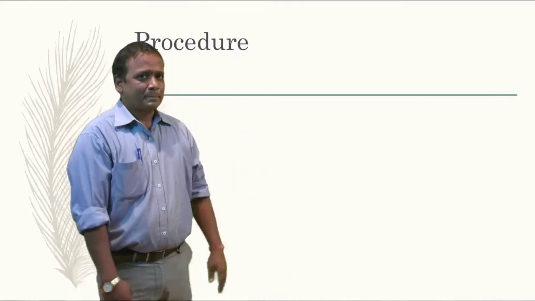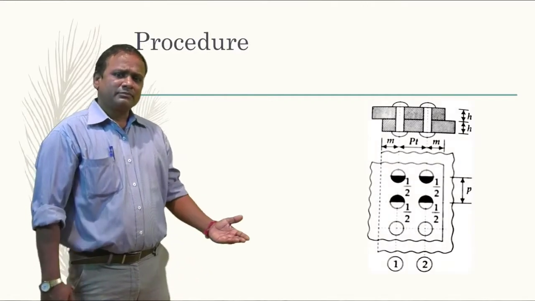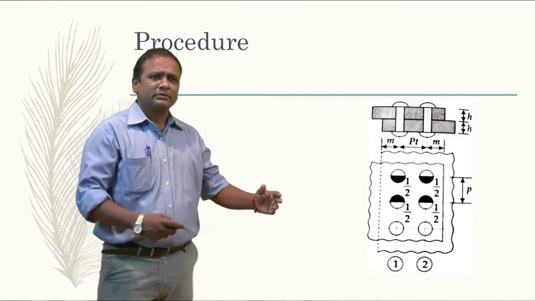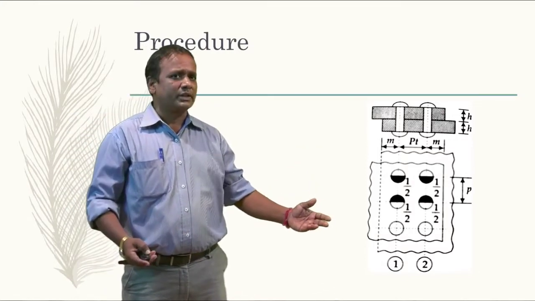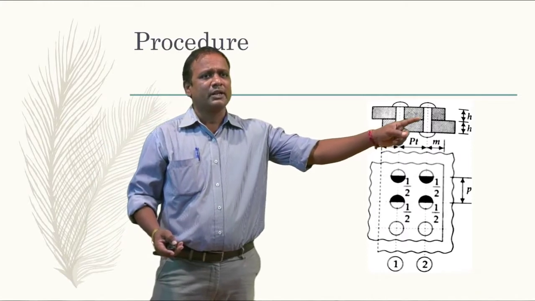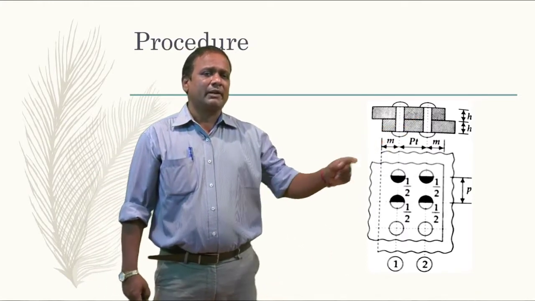Initially, the procedure follows this way. If I say a lap joint with rivets across in a chain arrangement, some dimensions need to be known over here. One is the thickness, as you can see, H and T. And there is a margin, where M is equal to 1.5D.